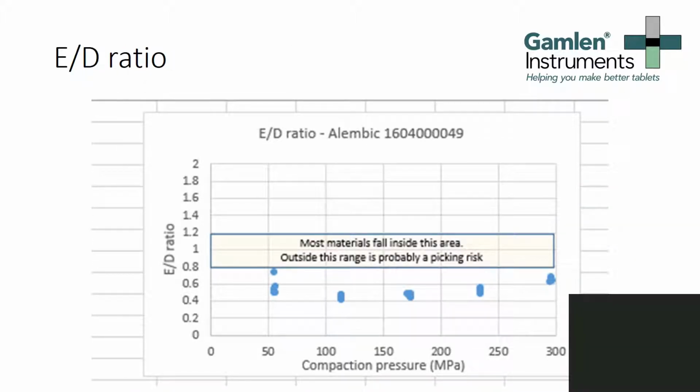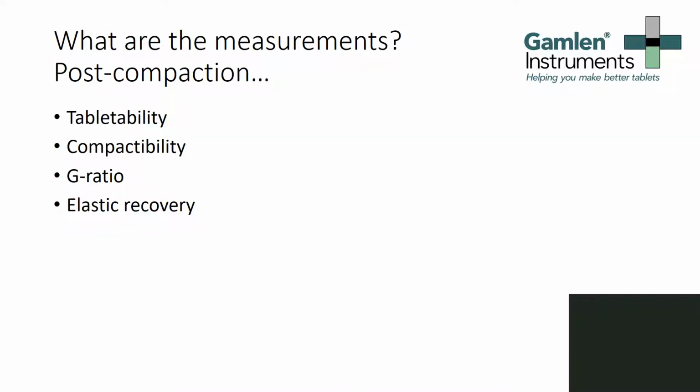Although the data we have is limited, other people agree that high takeoff force is a sign of lubrication problems. This results in E to D ratios of less than 1. For this material, the E to D ratio was substantially less than 1. If this were a product, we would be looking to study its lubrication in much more detail to understand the lubrication risks that might be present.